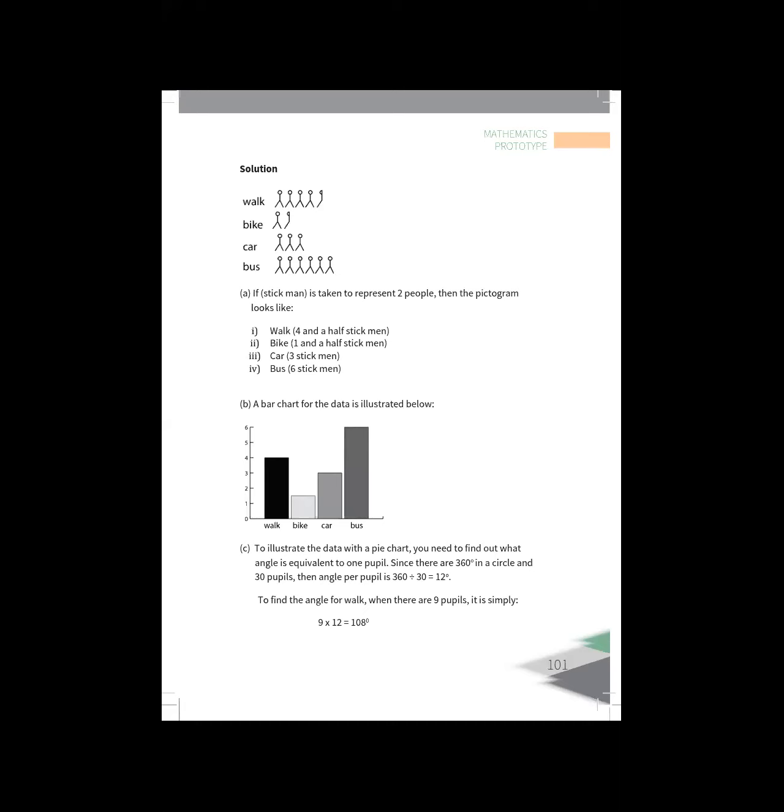Then after making that bar, we move on to the bikes and the people who use bikes. It's 3 people, so the bar has to end at 1.5. Then for cars, it's 6 people, so it ends at 3. Then for the bus, it ends at 6 because it's 12, representing 12 people. After that, we shade the bars.